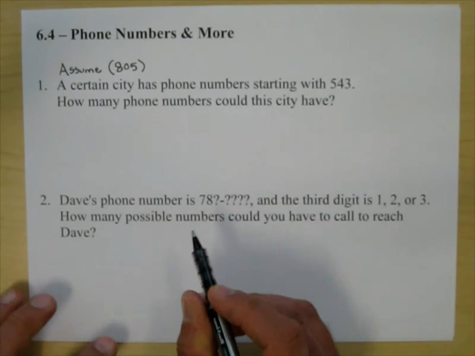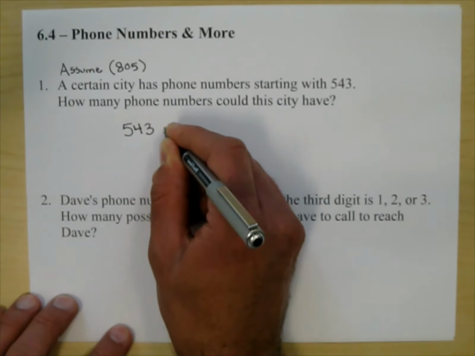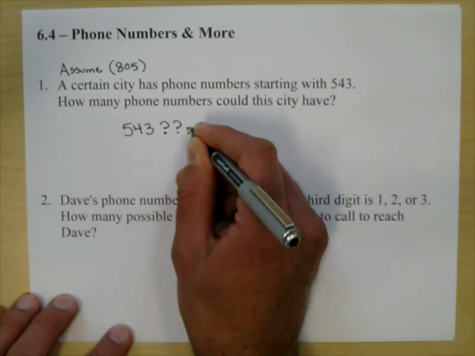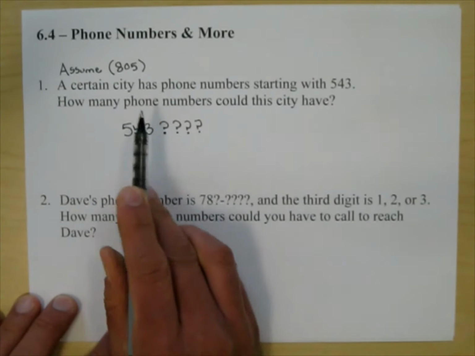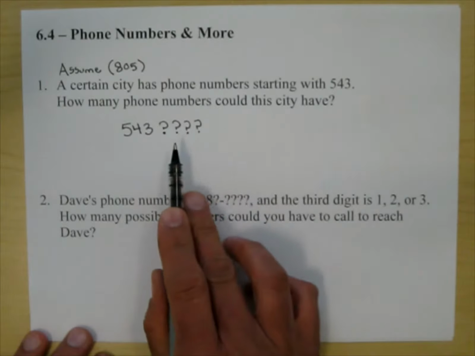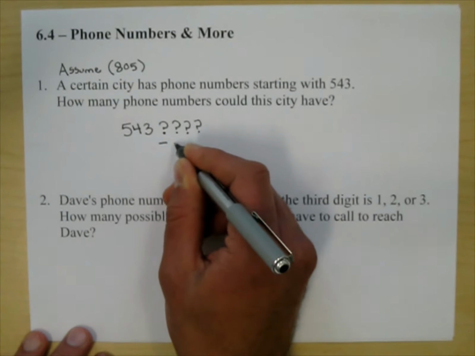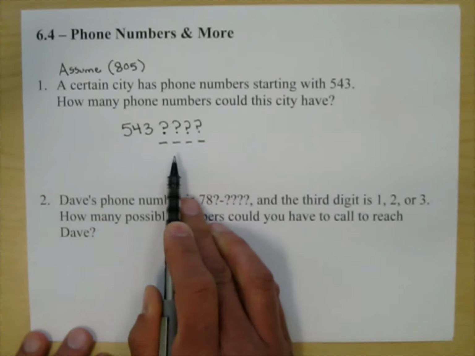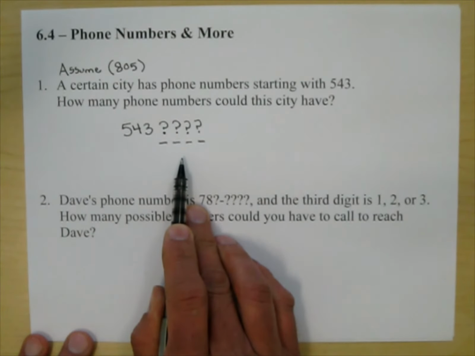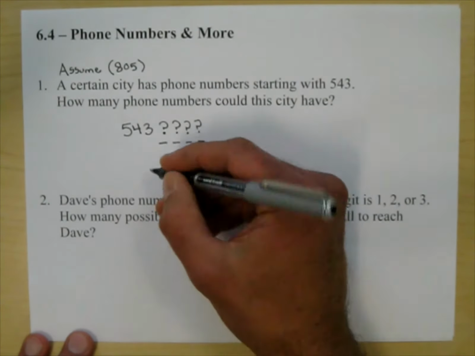Okay, so let's take a look at this. Our phone number looks like this: 5, 4, 3, and then question mark, question mark, question mark, question mark. So we're assuming the area code is always the same for this area. We have 4 question marks, and underneath each of these I'm going to put slots. So we have 4 slots. We have to decide, how many choices do I have for this slot? Well, it could be 0, 1, 2, 3, 4, 5, 6, 7, 8, or 9. So that was 10 choices.